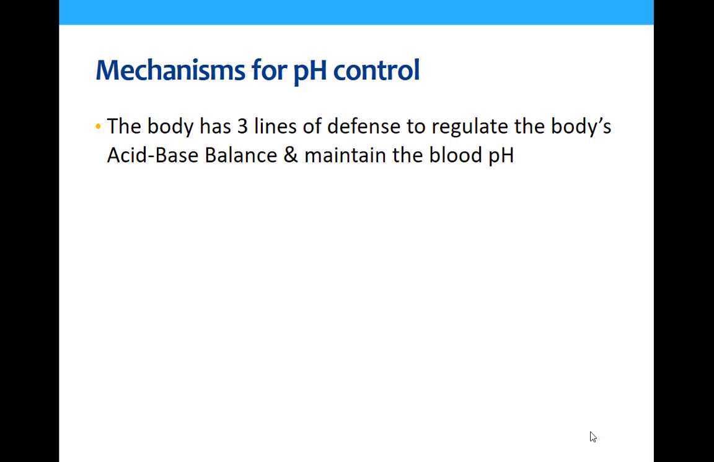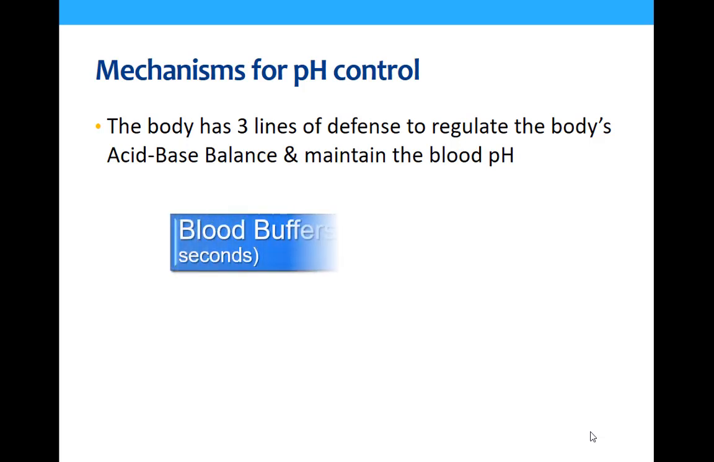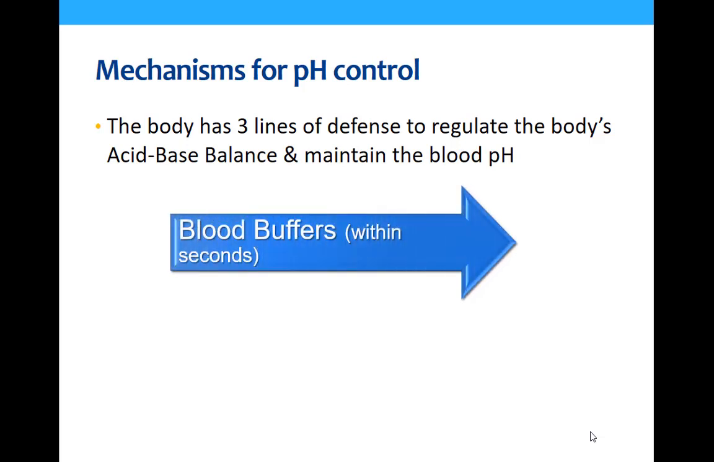Okay. The first one is the chemical buffers which are present in the blood. There are also buffers present within the cells, and I'll give you some examples later, but mainly the buffers which are present in the blood. Any change in pH, they will immediately bring it back to normal. So they are able to act within seconds. If there is any pH change, they will come into action.